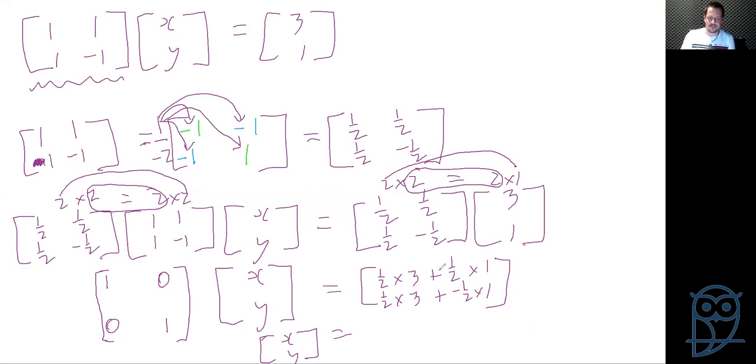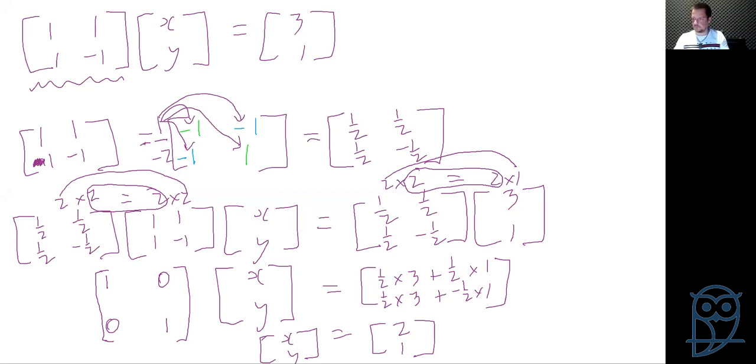So when we simplify this, a half times 3 is 1.5 plus a half gives me an answer of 2. And then we have a half times 3 is 1.5. 1.5 minus a half gives me an answer of 1. And now, if we happen to go back to our original lesson, we will see that we solved this already.